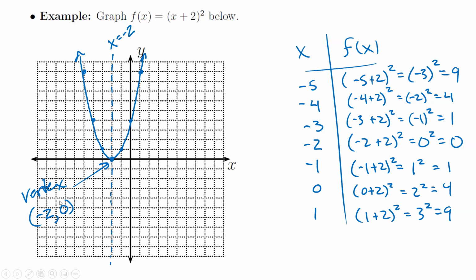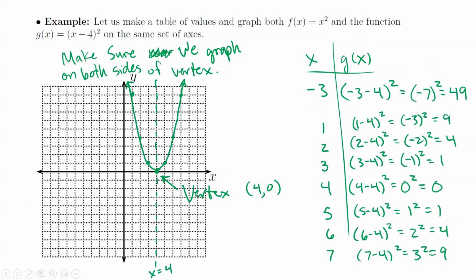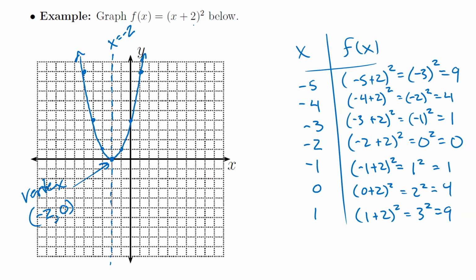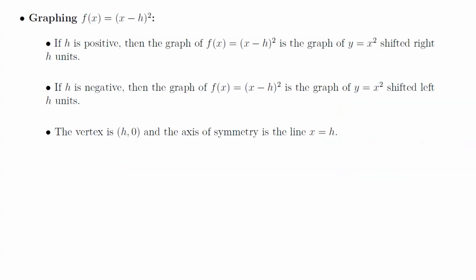Now, what I want you to notice here is that when we had x minus 4, that ended up putting the vertex at 4 comma 0. When I had x plus 2, it put the vertex at negative 2 comma 0. So to summarize here, if you have x minus h squared, then that moves your vertex to the right h units. Okay. And if h is negative, then it moves it to the left h units.